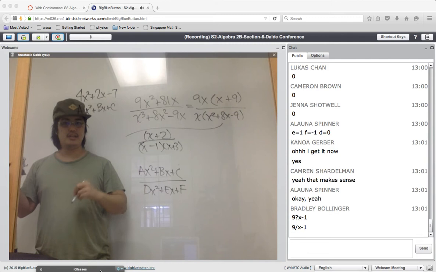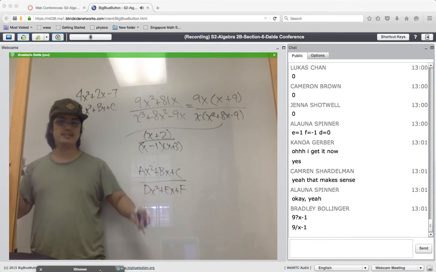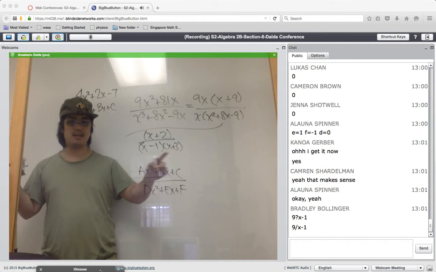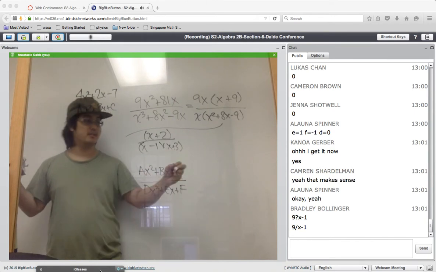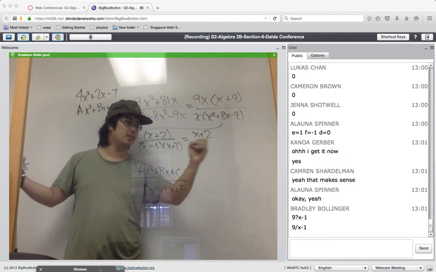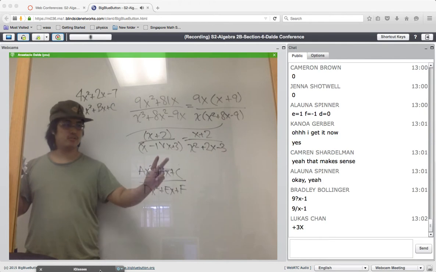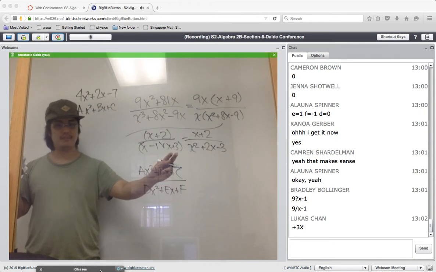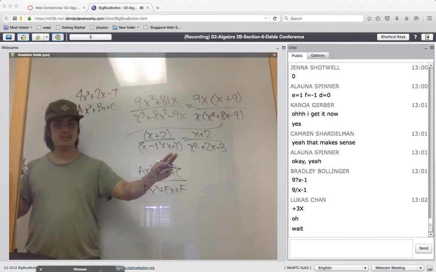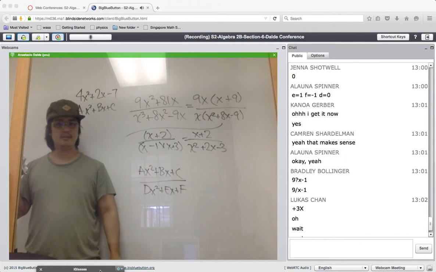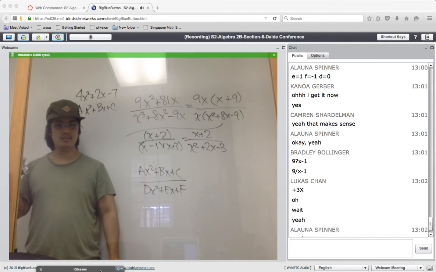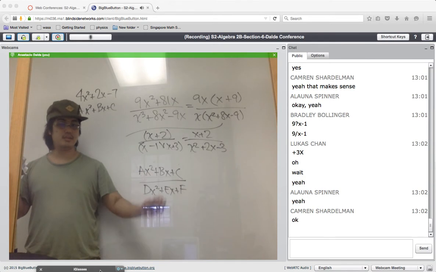Then what I would have to do before I got my ABCD answer is put this in standard form, because the denominator is in factored form. So the top is still x plus 2, but the bottom is x squared plus 2x minus 3. I just FOILed that on the bottom. You guys see this, right? You sure? I might have skipped steps real quickly. Just want to make sure you saw it.